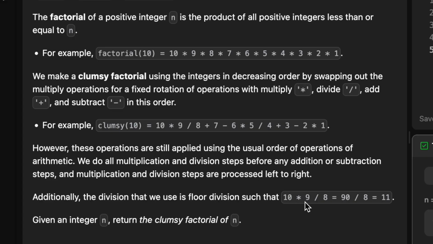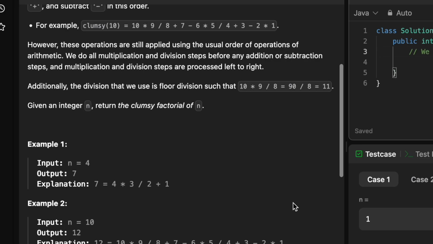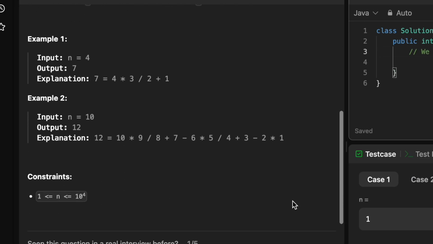Now, on to the main question. It says, given an integer n, return the clumsy factorial of n. So when we do this, we're going to need to follow the order of operations. When we look at these examples, we have n equals 4, the output is 7, and that's because 4 times 3 divided by 2 plus 1 equals 7. So I'm going to make note of that.